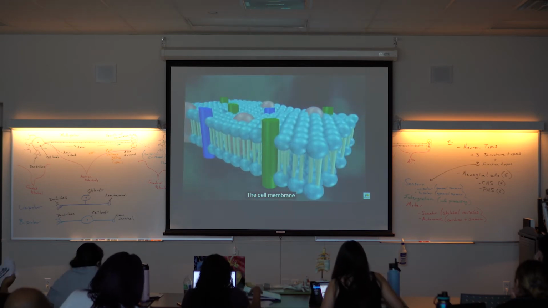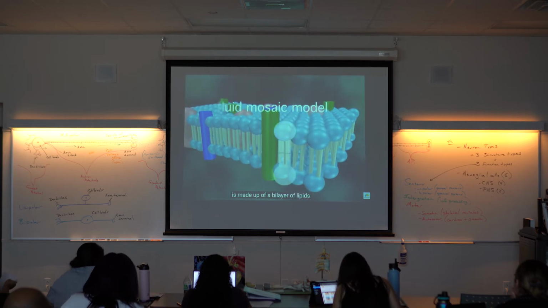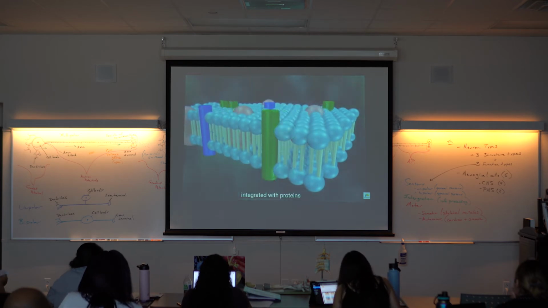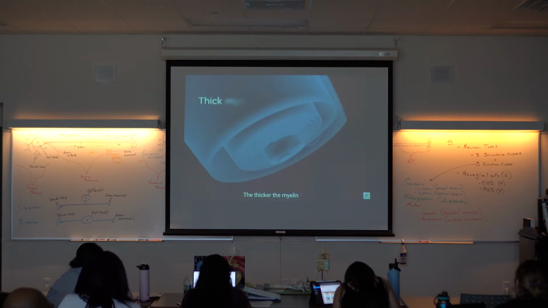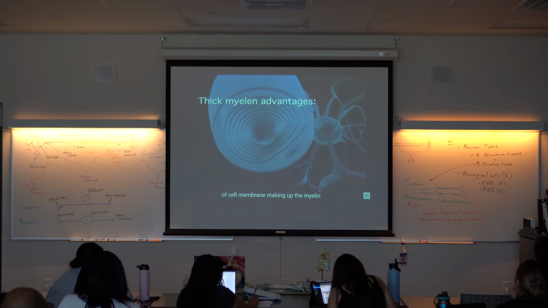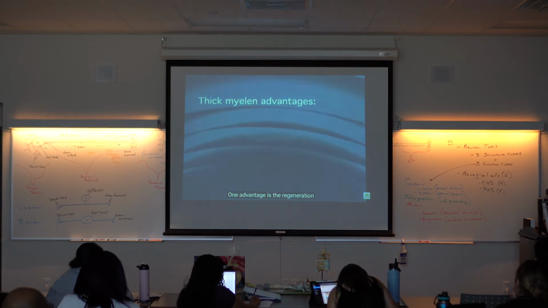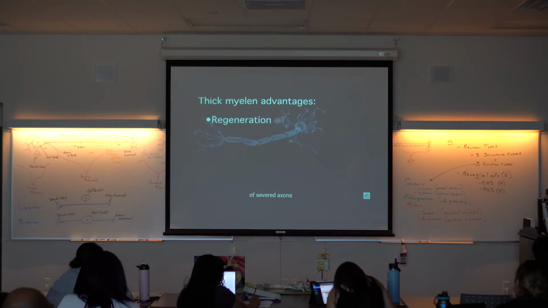You will recall that the cell membrane, called the fluid mosaic model, is made up of a bilayer of lipids integrated with proteins. The thicker the myelin, in other words, the more layers of cell membrane making up the myelin, the more advantageous it is to the axon. One advantage is the regeneration of severed axons. Another advantage is an increase in the speed of the propagation of the action potential along the axon.